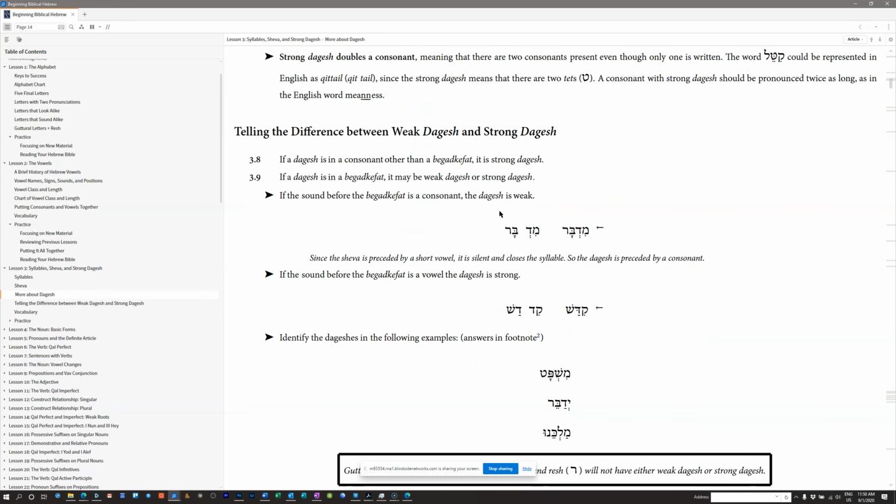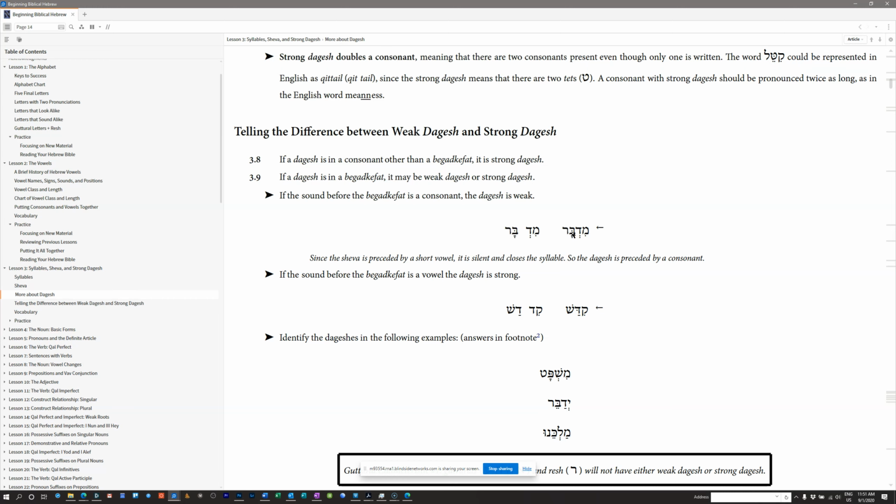All right? How do you know whether a dagesh is strong or weak? Well, what sound immediately precedes the letter that has the dagesh? So here in midbar, what is the sound that precedes the bet holding the dagesh? Midbar. What's a d sound? It's a consonantal sound. That means this is a weak dagesh.